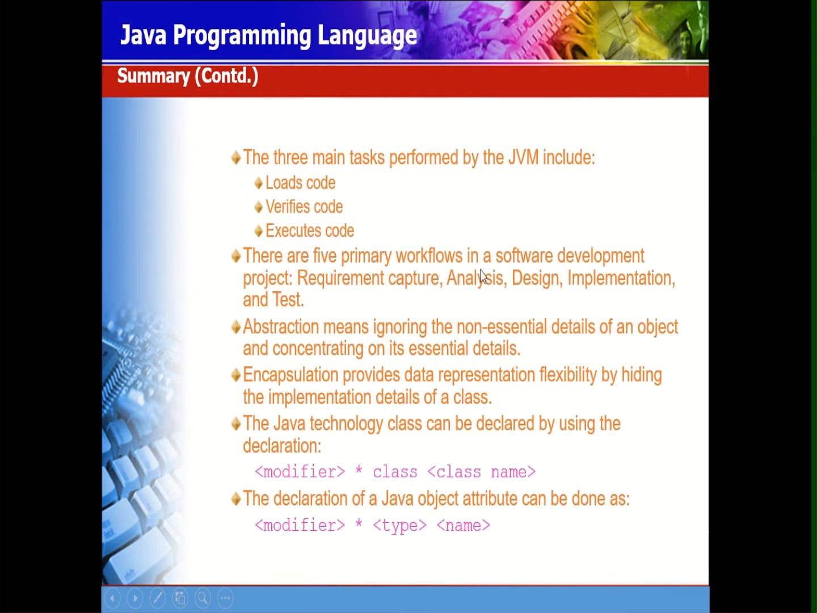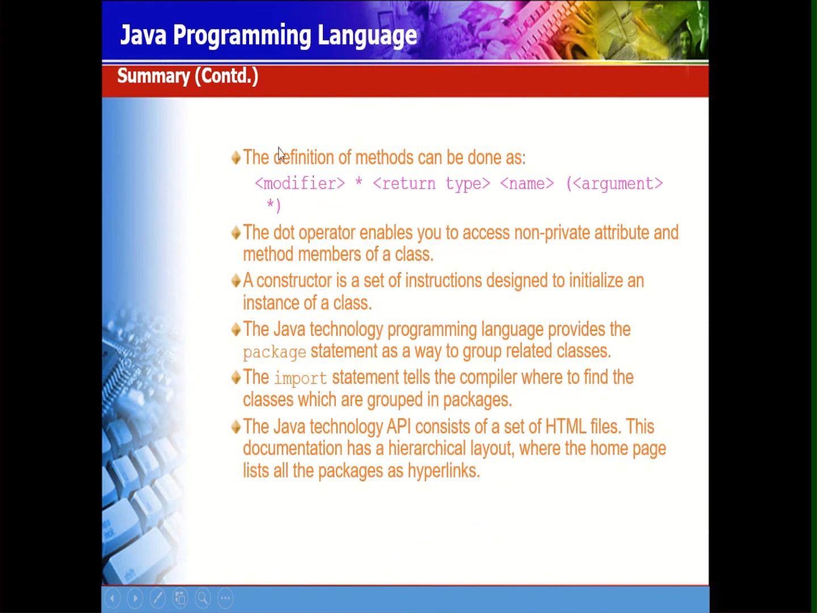There are 5 primary workflows in a software development project: requirement capture, analysis, design, implementation and test. Abstraction means ignoring the non-essential detail of an object and concentrating on its essential details. Encapsulation provides data representation flexibility by hiding the implementation detail of a class. Then a Java technology class can be declared as modifier, class and class name. Objects are declared by modifier, type and the name of the object. Then the definition of a method is modifier, return type, name, argument list.